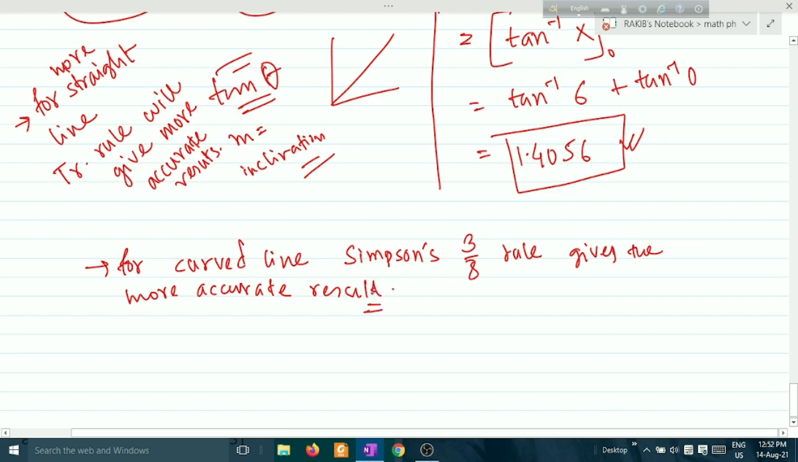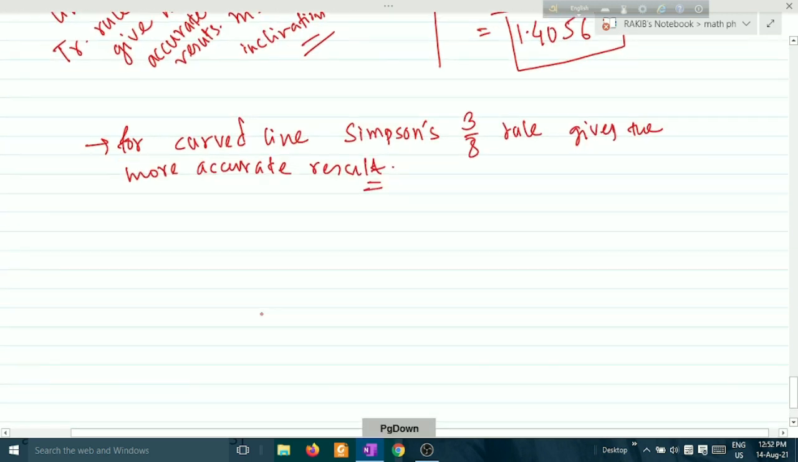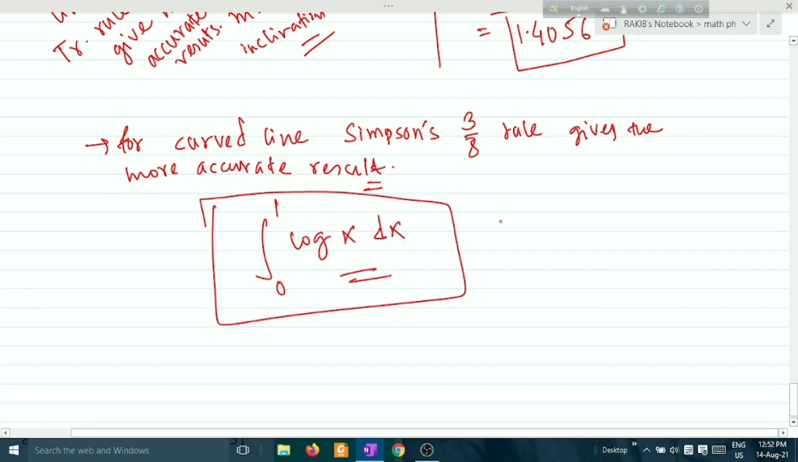This is all. I will be giving a homework in the comment box. Solve the integration from 0 to 1 of log x dx by these three formats: the trapezoidal rule, Simpson's 1/3 rule, and Simpson's 3/8 rule. This is your homework.